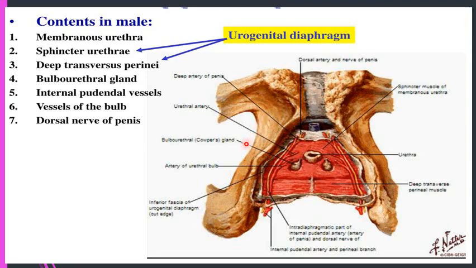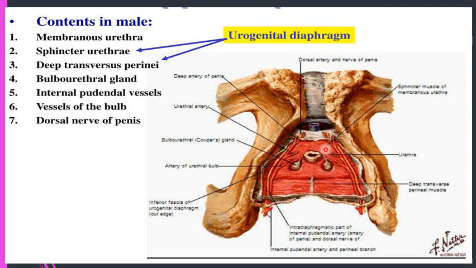So again here I am showing you, along with the contents, the deep perineal pouch in the male, which you are going to view from above. If you look from above, you can see this sheet of muscle, the deep transverse perineal muscle, present here along the posterior margin of the perineal membrane. It is overlying, above and deep to the perineal membrane.